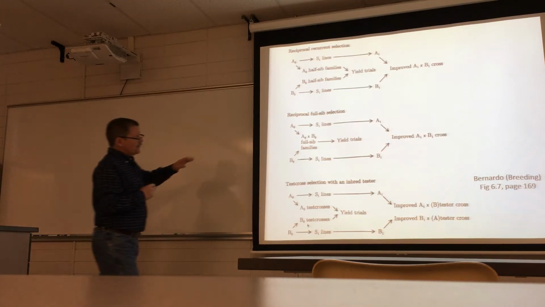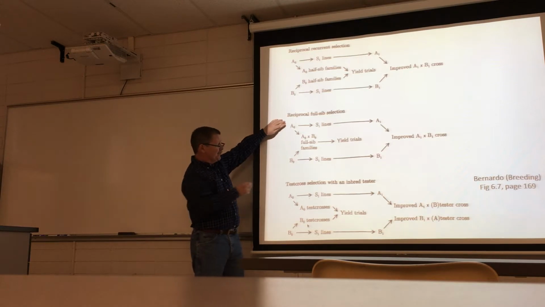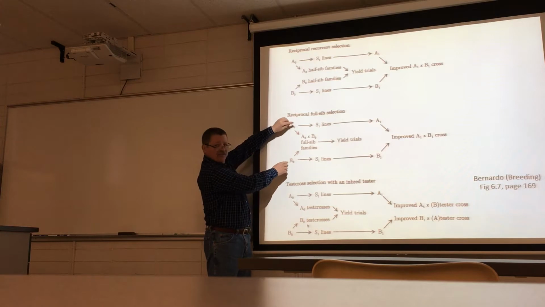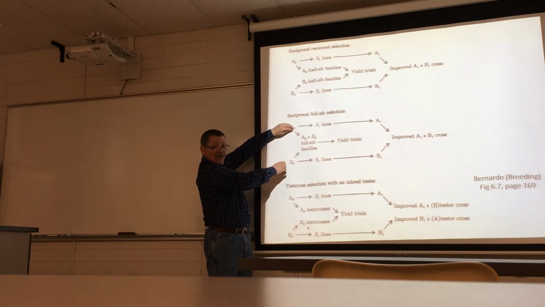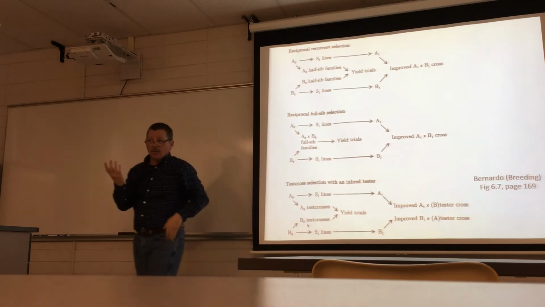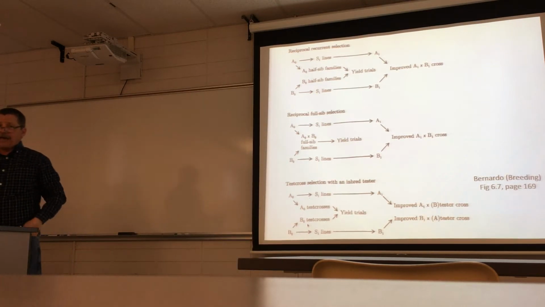One other thing about this reciprocal full sib selection, so to be able to, on the same plant, cross that individual and then also self it. So this method in particular is really well suited to something like maize.